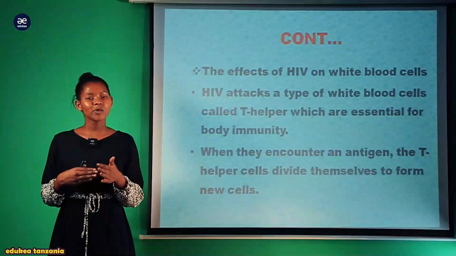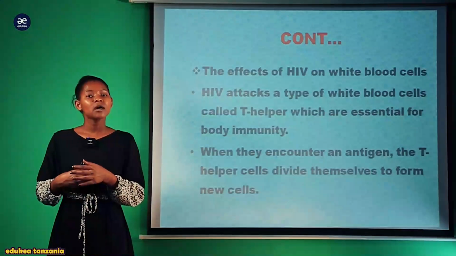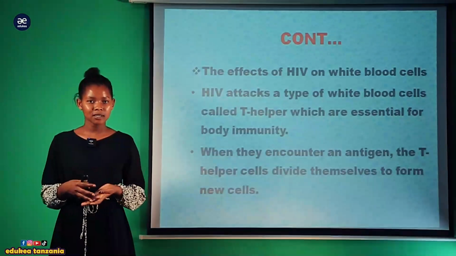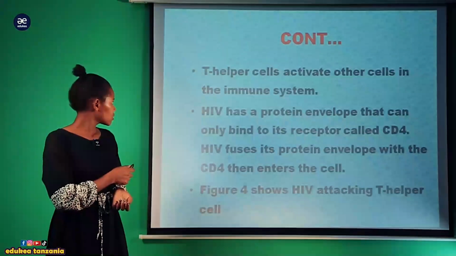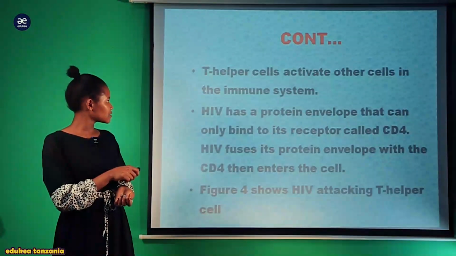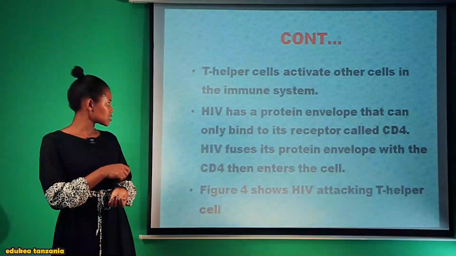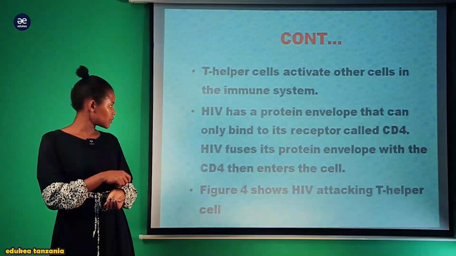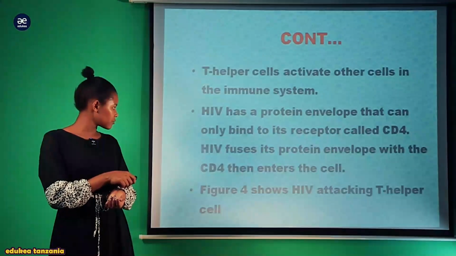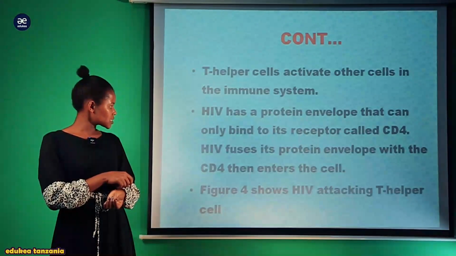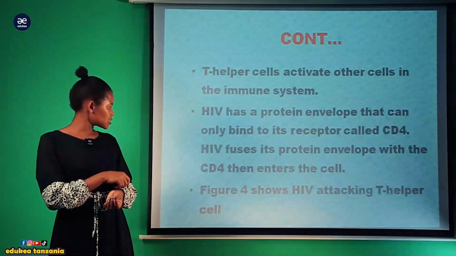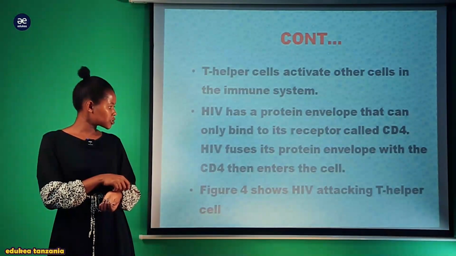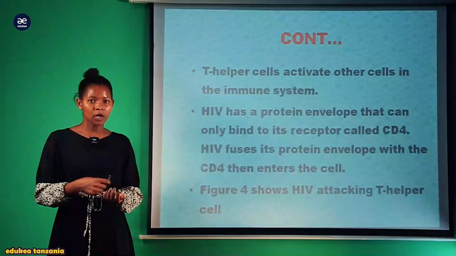And these T helper cells, once they attach to the pathogen or antigen, they tend to divide themselves so as to increase in numbers. T helper cells activate other cells in the immune system, and HIV has a protein envelope that can only bind to its receptor called CD4. HIV fuses its protein envelope with the CD4, then enters the cell. And figure 4 shows how HIV attacking T helper cell.